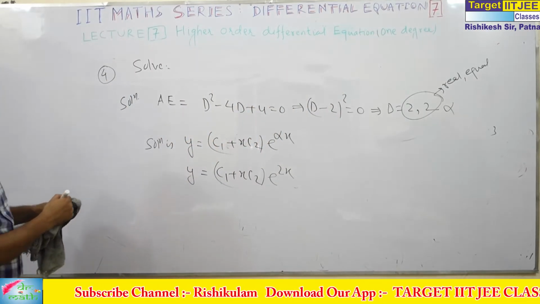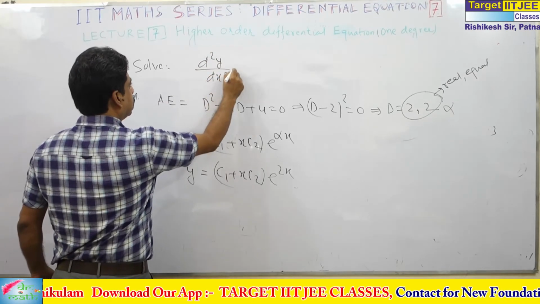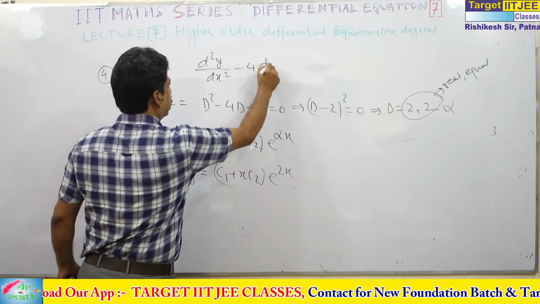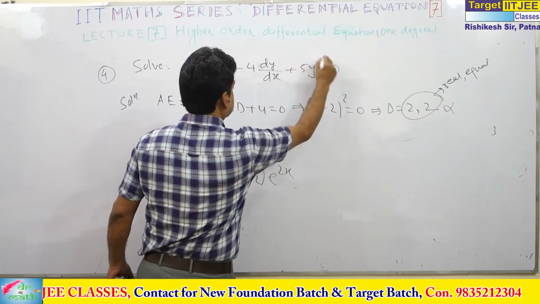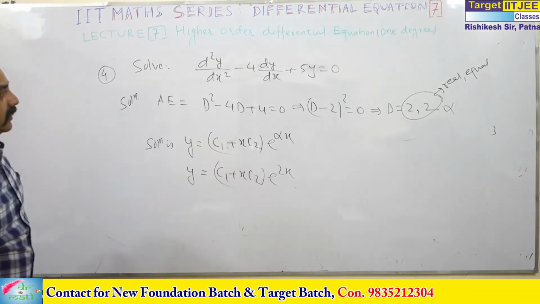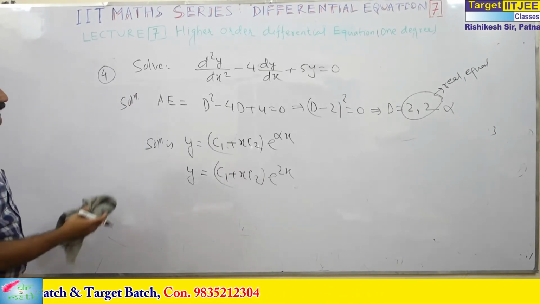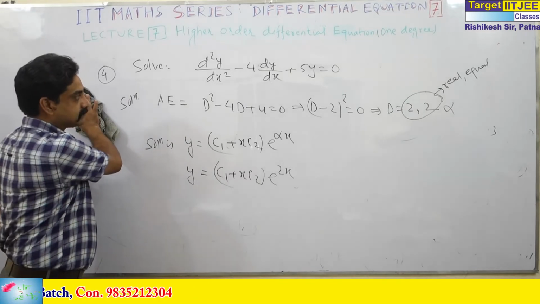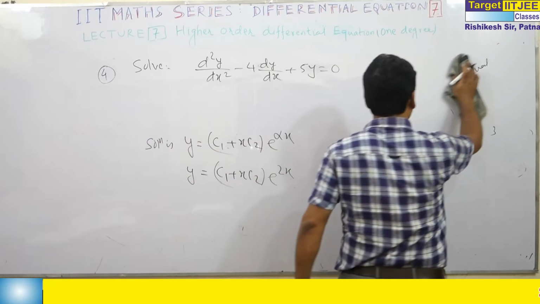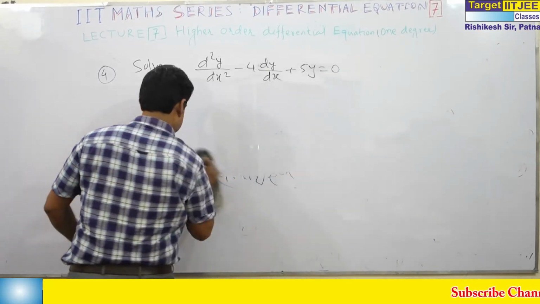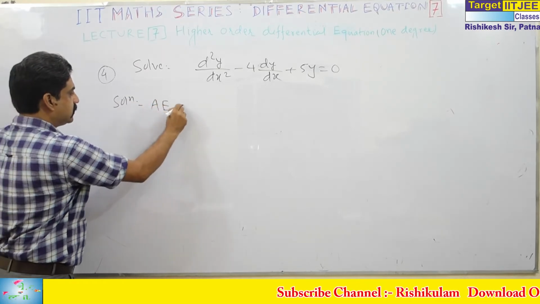You can say, suppose this is d2y by dx square minus 4 dy by dx plus 5y equals 0. I am taking the equation in such a way so that the roots will be imaginary. See the solution. What is the auxiliary equation?